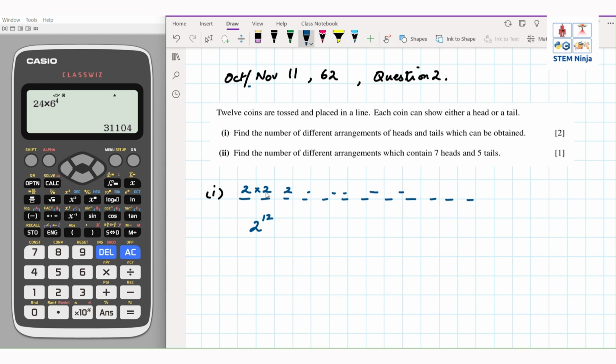So 2 times 2 times 2, basically. So 2 raised to power 12 is 4096.